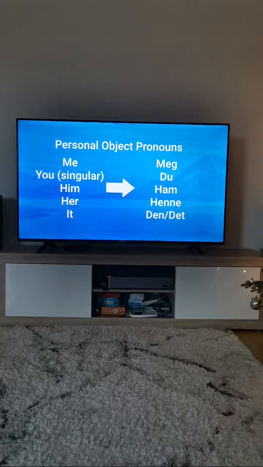Even though it's correct grammar in Norwegian to use ham, people very seldom use it. It's like you never really see it. I can't explain it. I think Norwegians are a bit lazy themselves when it comes to grammar. And the list continues here with oss, dere, dem. I'll repeat these. Oss, dere, dem.